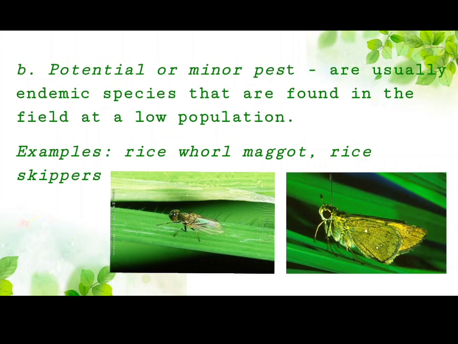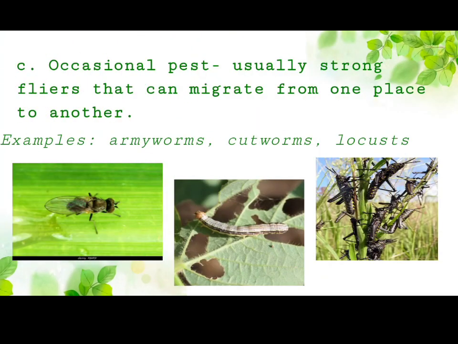Potential or minor pests are usually endemic species that are found in the field at a very low population. Examples are rice whorl maggot and rice skippers. Occasional pests are usually strong flyers that can migrate from one place to another. Examples are armyworms, cutworms, and locusts.